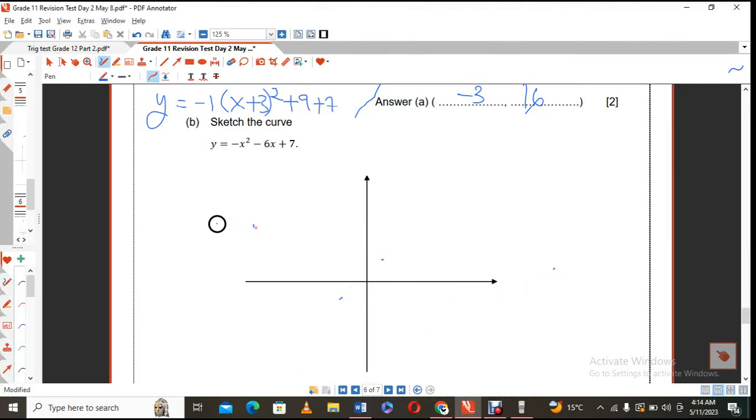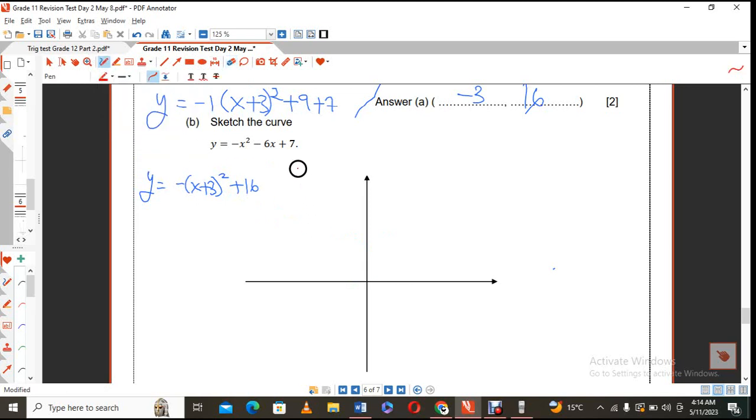Just want to make sure. I'm going to use the equation y equals minus (x plus 3) all squared plus 16. These equations are basically the same, they are equal. One is written in vertex form, the one under, and the other is written in standard form.